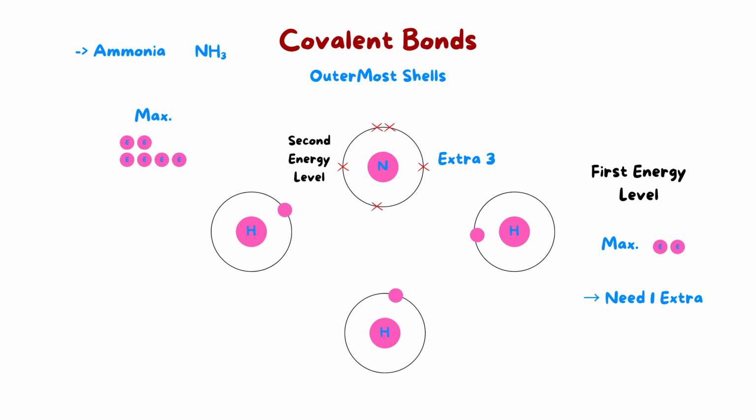Nitrogen, on the other hand, is in its second energy level and requires 3 more electrons to complete its shell of 8. Therefore, if each hydrogen atom shares 1 electron with nitrogen, and nitrogen shares 1 electron with each hydrogen in return, all the atoms will end up with full outer shells. This gives us the correct dot and cross diagram for ammonia.